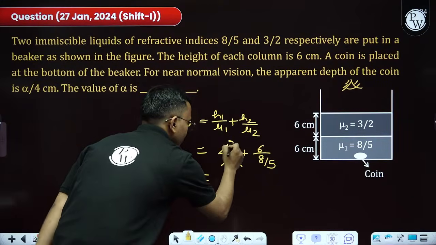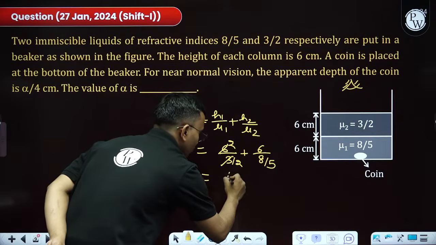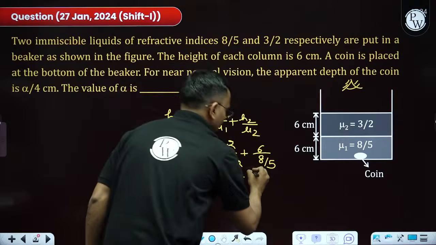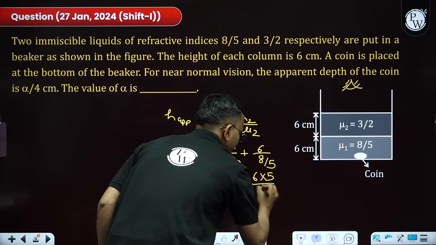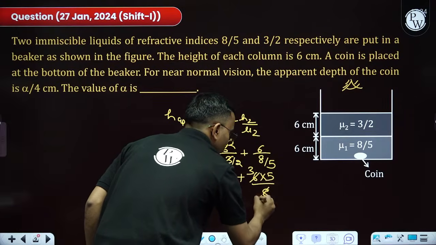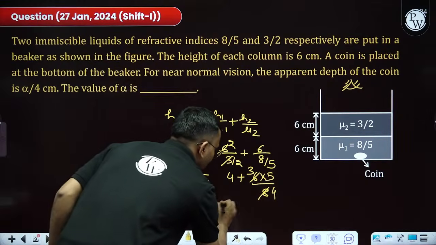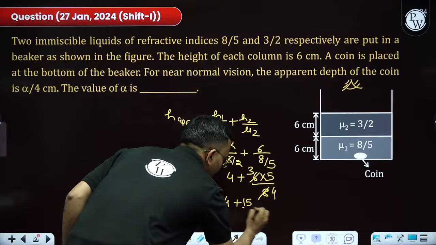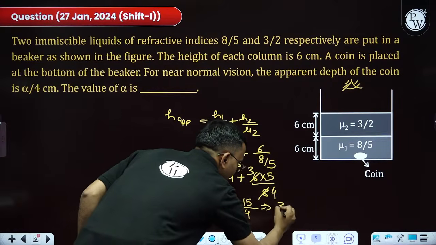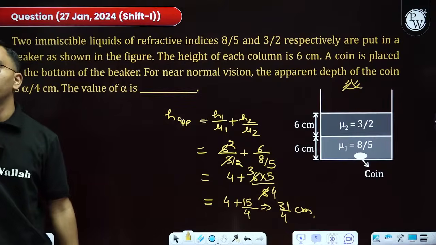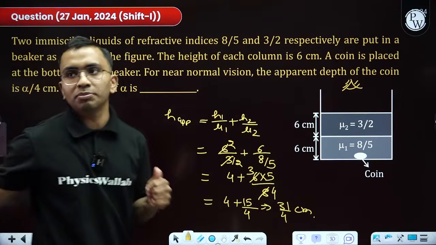6 into 2 by 3, which is 4, plus 6 into 5 divided by 8, which is 15 by 4. So 4 plus 15 by 4 becomes 31 divided by 4 centimeter. This will be the total apparent depth. Yes, 31 by 4.